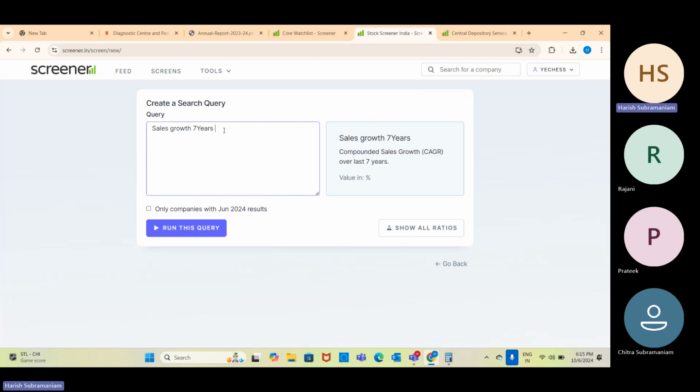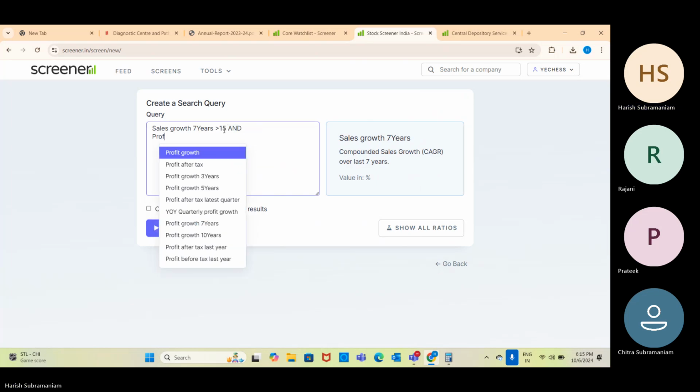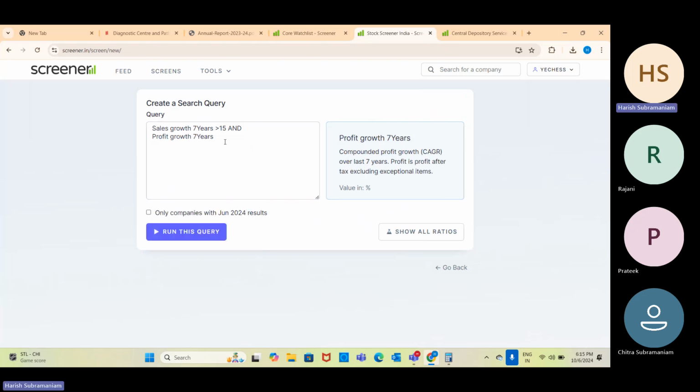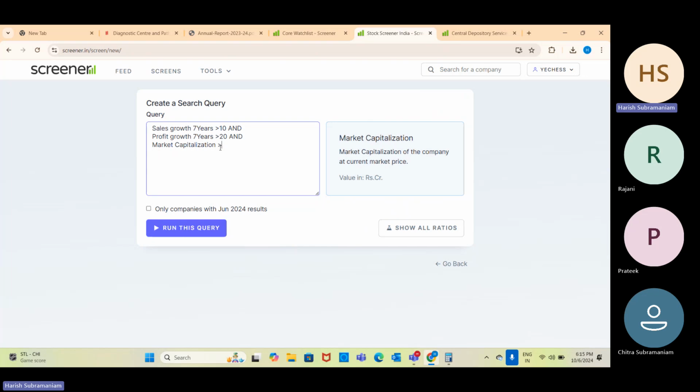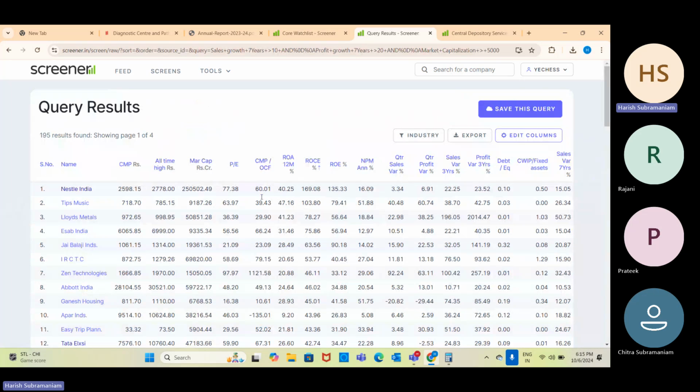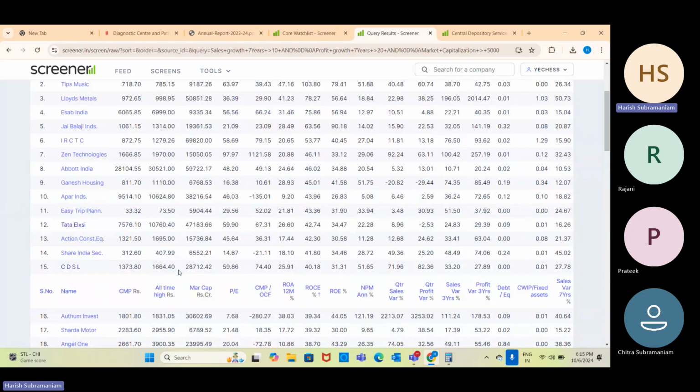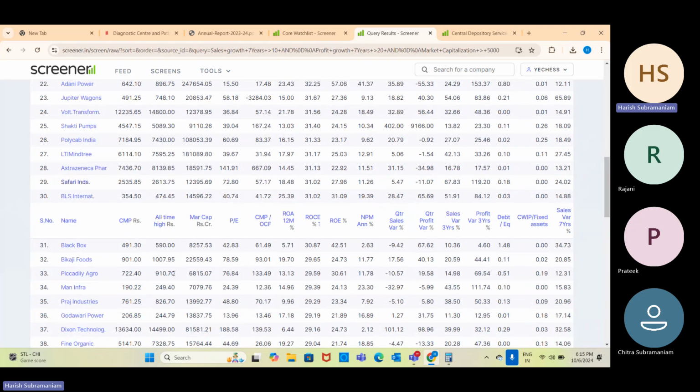Sales growth gives you up to 7 years. And then profit growth 7 years is greater than, let's say, 20. Just type your parameters here and it will give you a shortlist of companies. And then you can search. Market capitalization means companies which are large. We'll talk about market capitalization later. We are just looking at companies that are reasonably large and well known, because small companies may be fraudulent. And then we'll get a list like this.